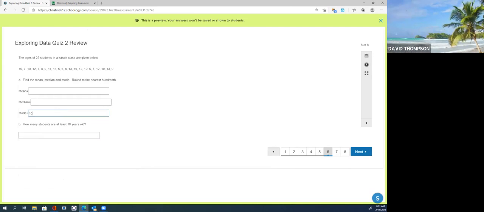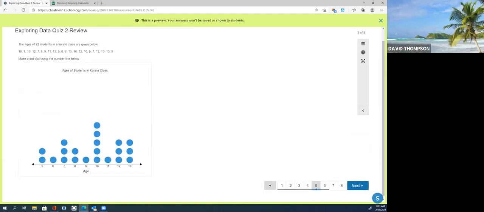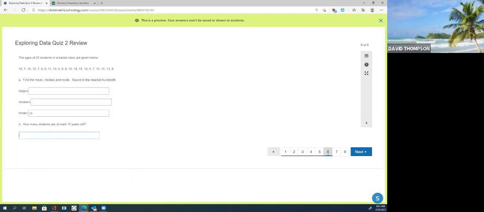Okay, how many students are at least 10 years old? We can answer part B real fast too from that last slide. So we just count our dots. 1, 2, 3, 4, 5, 6, 7, 8, 9, 10, 11, 12. There are 12 students that are at least 10 years old. That at least means 10 and more.